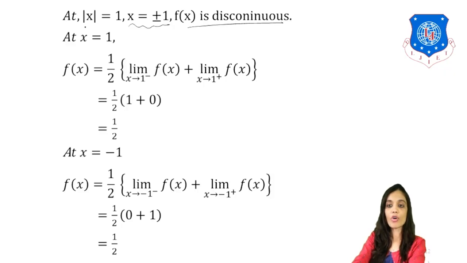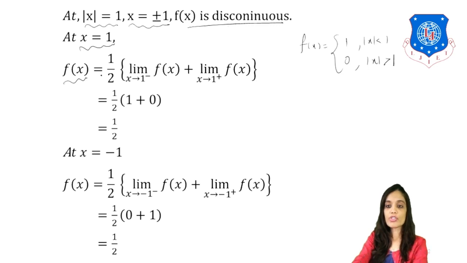That is, whenever |x| is equal to 1, our function is discontinuous. You can see our f(x) is given by 1 when |x| is less than 1 and 0 for |x| greater than 1. So now we will check the value of our f(x) firstly at x equals 1.